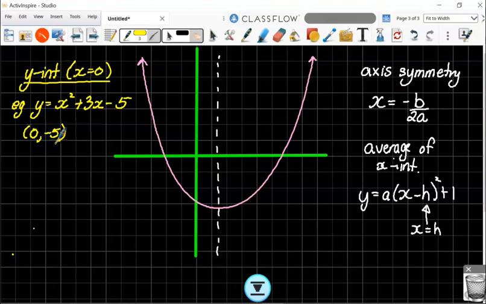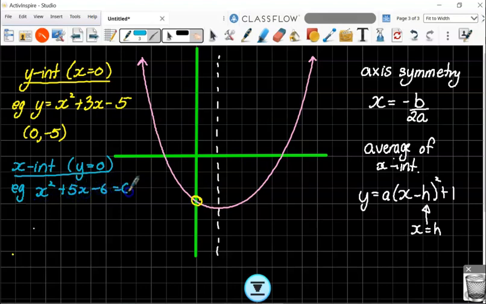That's simple. Okay, another thing that we have to know about our graph. We've got axis of symmetry. We've got our y-intercept. What else do we need? Yeah, if you got your y-intercept, you got to have your x-intercept, because that's when y equals 0. So again, as an example, what we might be solving is x squared plus 5x take 6 equals 0. How do I solve that?